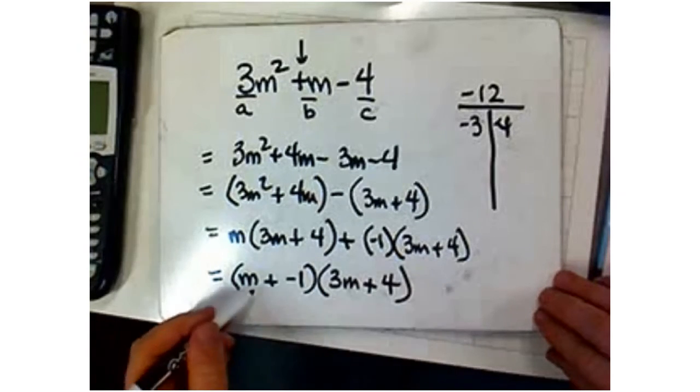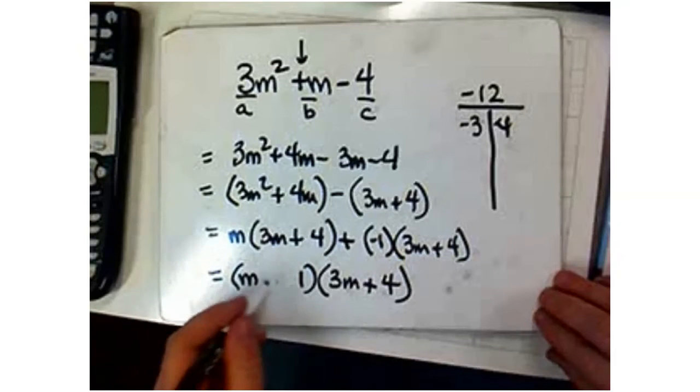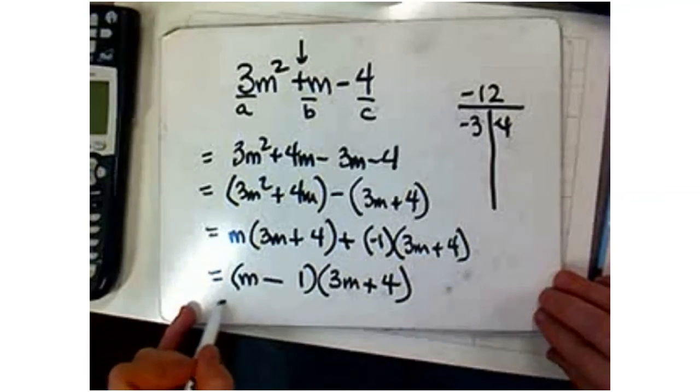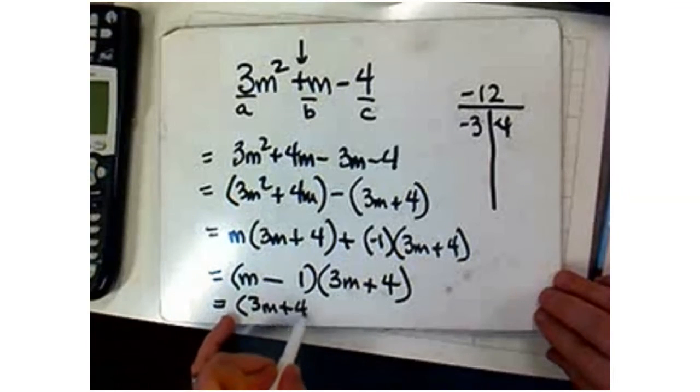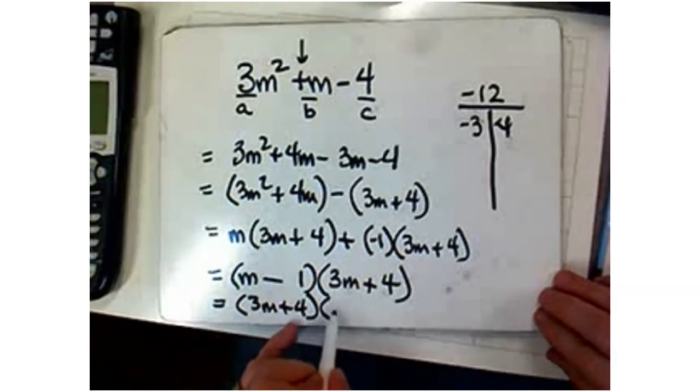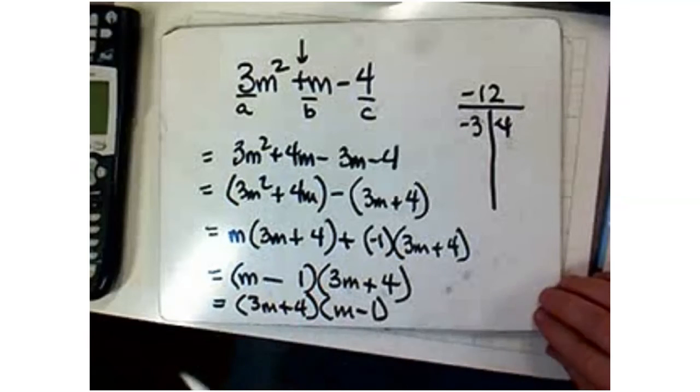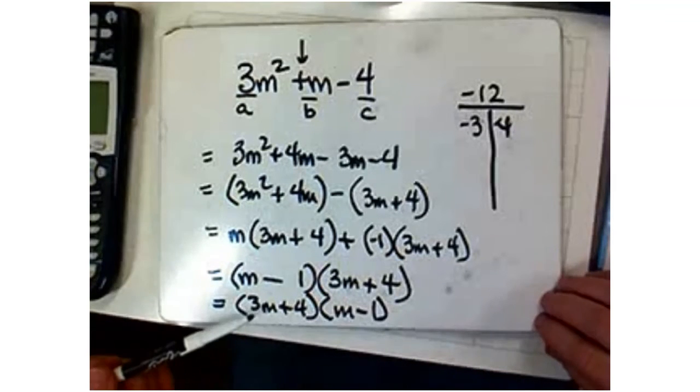But instead of saying m plus -1, we're going to say m minus 1. They wrote it backwards in your book. They just used the commutative property, right? The quantity of 3m plus 4 times the quantity of m minus 1. You could check it by FOILing it.